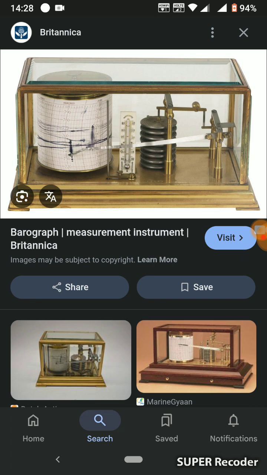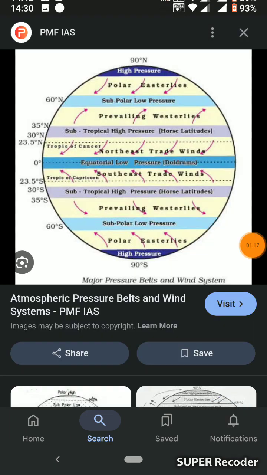Unlike temperature, atmospheric pressure is not distributed uniformly over the earth. Next, we will study the pressure belts of the earth. Pressure belts on the earth are formed either due to temperature conditions or because of the earth's rotation, so that air piles up or is blown away. Our first is thermal pressure belts.